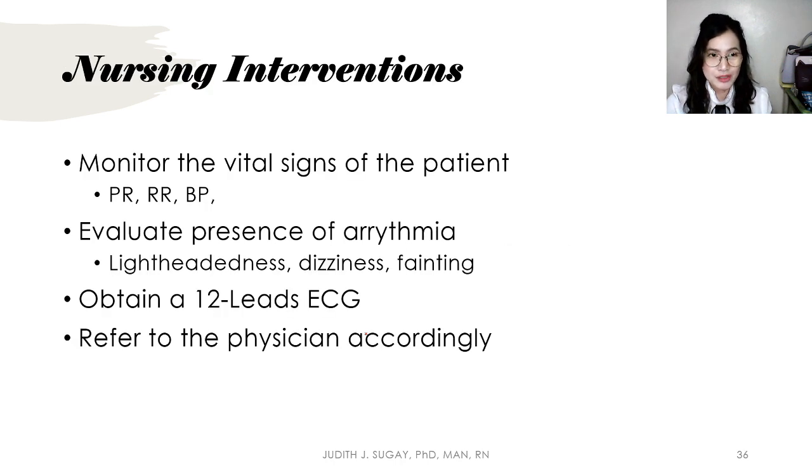Some of the nursing interventions are here. You monitor the vital signs of the patient, which include pulse rate, respiratory rate, and blood pressure. Evaluate the presence of arrhythmia through conducting an interview and checking the result of the physical examination. And then, as ordered, you are to obtain a 12-lead ECG, and any findings should be collaborated and referred accordingly to the physician.